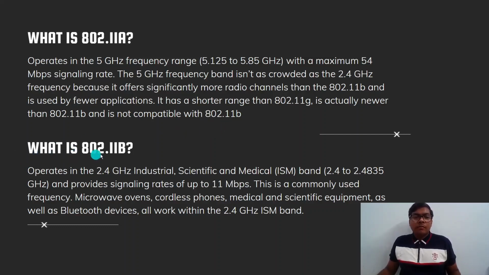What is 802.11b? It operates in the 2.4 GHz industrial, scientific and medical band, provides a bandwidth of 2.4 to 2.4835 GHz and provides signaling rates up to 11 Mbps. This is a commonly used frequency. Microwave ovens, cordless phones, medical and scientific equipment as well as Bluetooth devices all work within the 2.4 GHz ISM band.